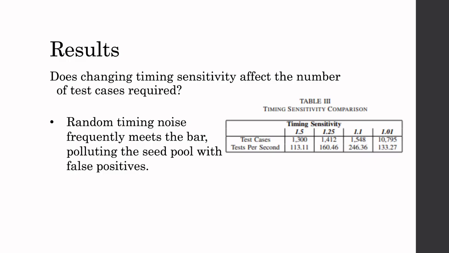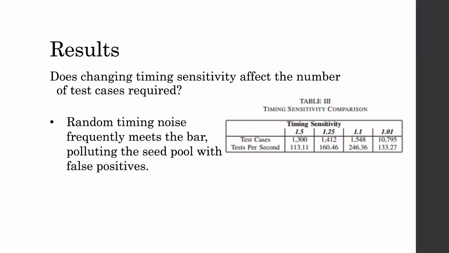So, next question. Does changing the timing sensitivity actually affect the number of test cases required to find the crash-causing case? So for this test, I ran 1000 microsecond delay with 4 different timing sensitivities. Timing sensitivity of 1.5, 1.25, 1.1, and 1.01. So, as you can see by this table here, the timing sensitivities 1.5, 1.25, 1.1 had a lot fewer test cases than 1.01.